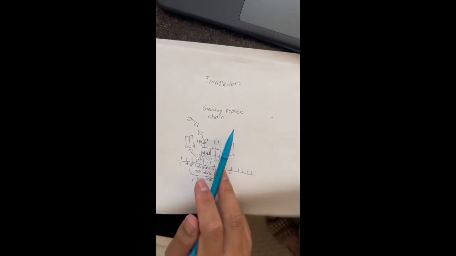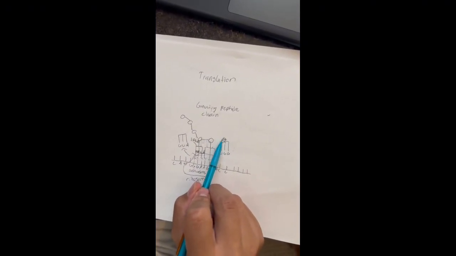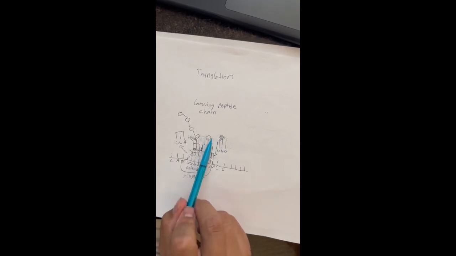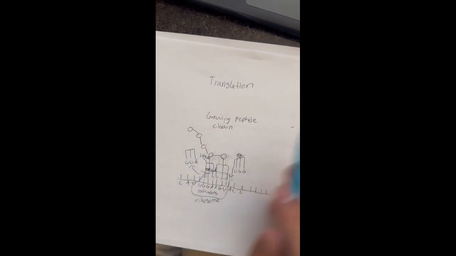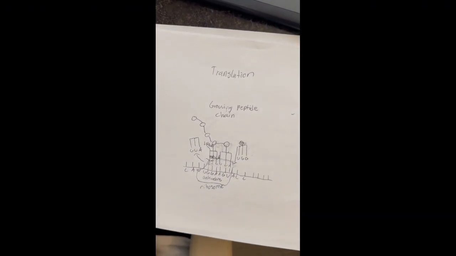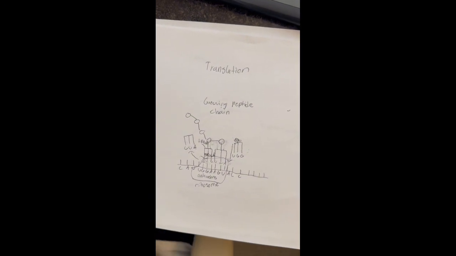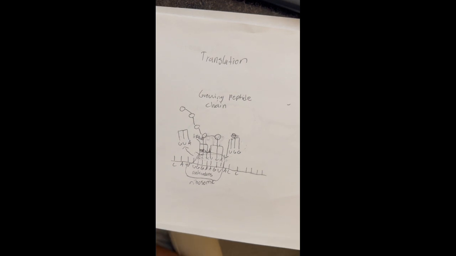This is called a growing peptide chain because these are like peptide bonds, and they're connected to the mRNA.